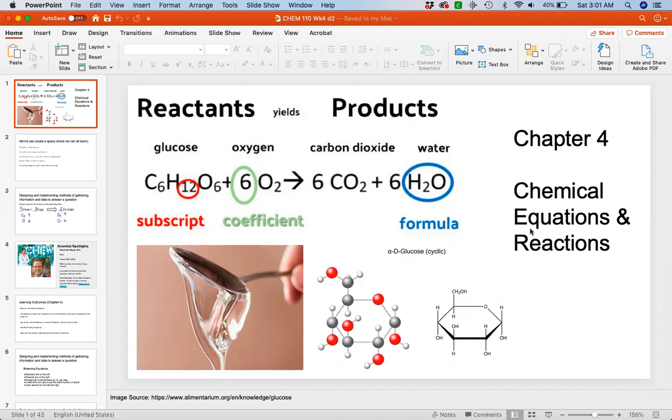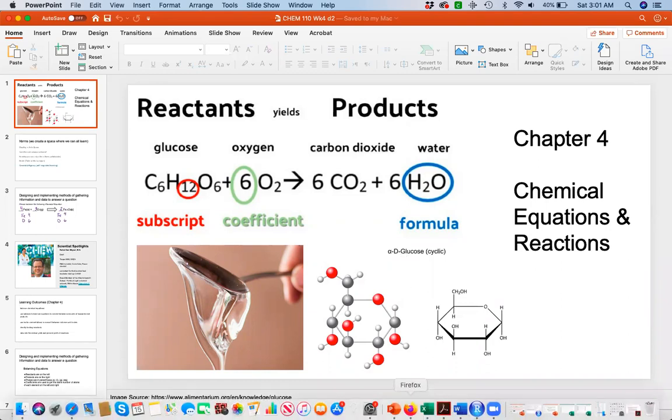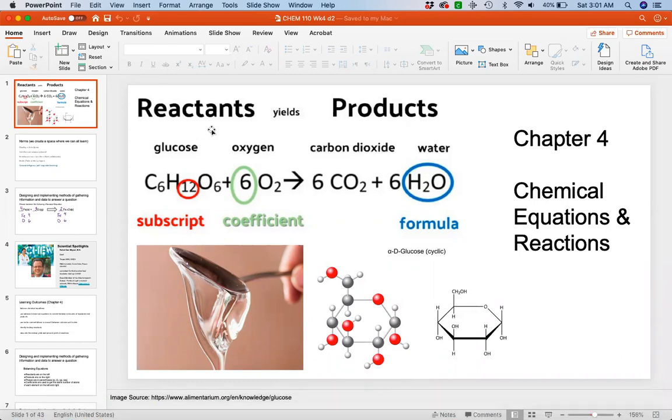That was super cool. One of the things we want to take note of is that when we think about reactions specifically, there's a structure or a format for how they're represented. So we always have our reactants on the left and our products on the right.